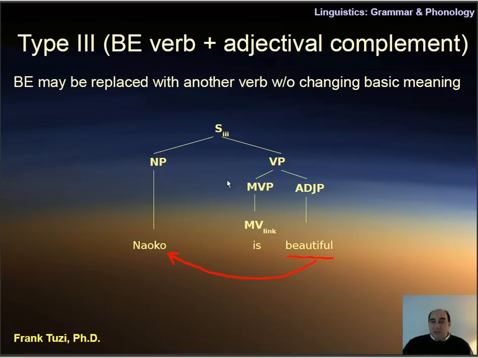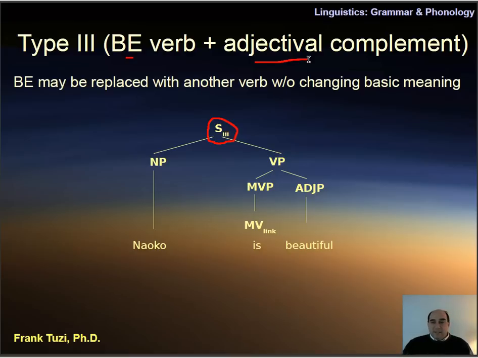Let's take a look at the sentence structure. Now again, we have a sentence. This is sentence type 3. How do I know that? Because sentence 3 is the be verb with an adjective. Type 2 is what? Be verb with an adverb of time or place. Okay. Type 3 is an adjective that describes the front noun, right?